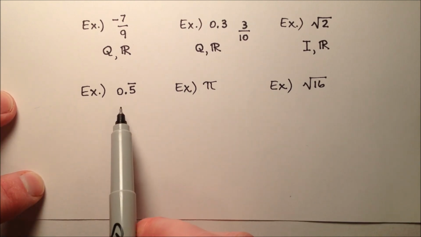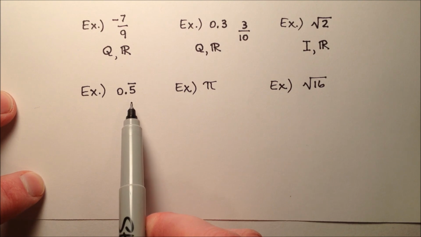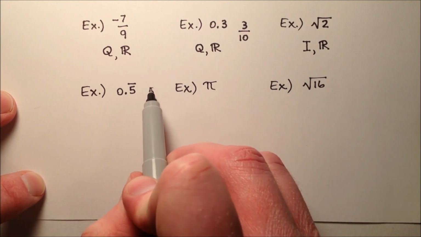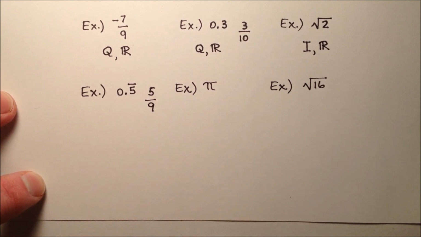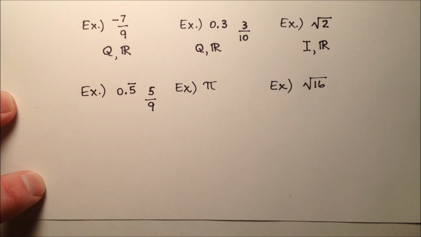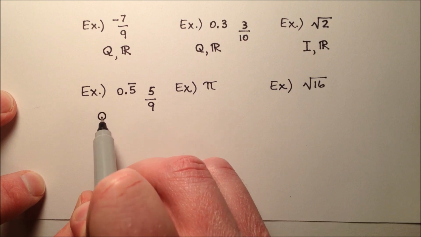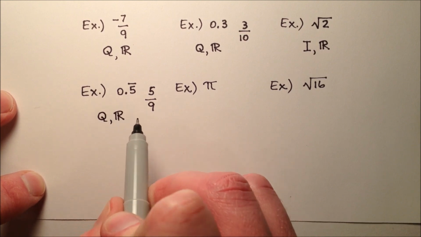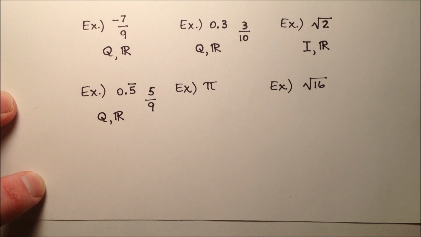Let's classify 3 more additional numbers. The first one is 0.5 repeating. Any repeating decimal is going to be considered a rational number because this can be written as a ratio of two integers. In fact, 0.5 repeating can be written as 5 over 9. And if you were to divide 9 into 5, you would get 0.555, and it would go on forever. So 0.5 repeating can be written as a ratio of two integers, so it's going to be a rational number. Rational numbers are given by Q, and we know if a number is rational, it's also real.